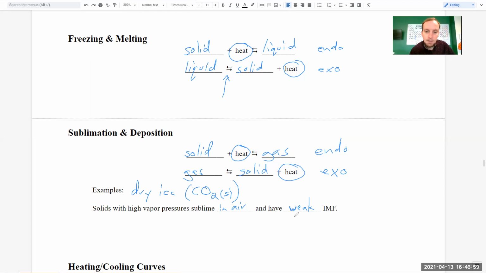Okay. All right, guys. Make sure you guys are familiar with sublimation and deposition. Those are two different phase changes. We don't talk about them very often, but you do need to be familiar with them.